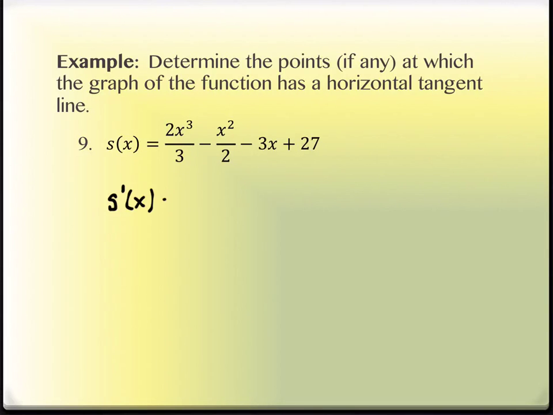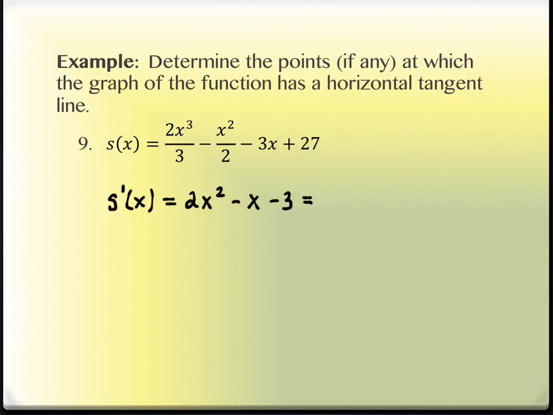What is the derivative of 2x cubed over 3? 2x squared, right? That 3 will come down, and it will cancel with the 3 in the denominator. What's the derivative of x squared over 2? Just x, right? The 2 comes down, cancels with the 2 in the denominator. How about the derivative of negative 3x? Negative 3, right? And then the derivative of 27? That'd be 0. So we can write that if we want. We don't necessarily need to.